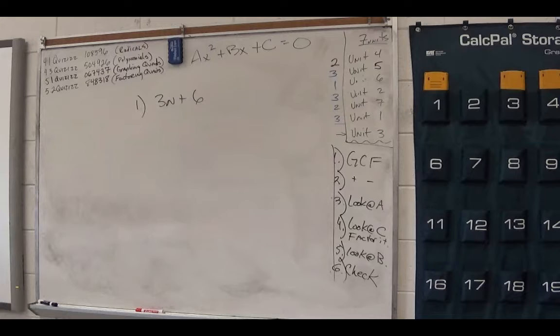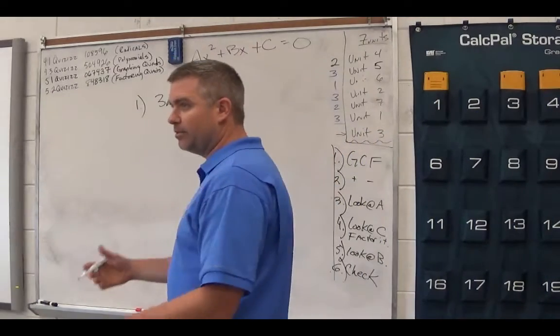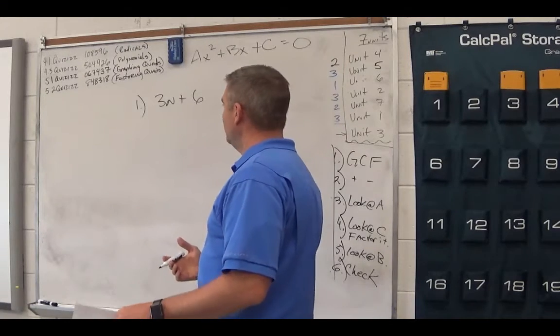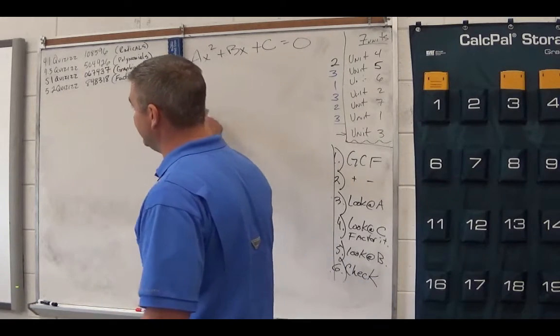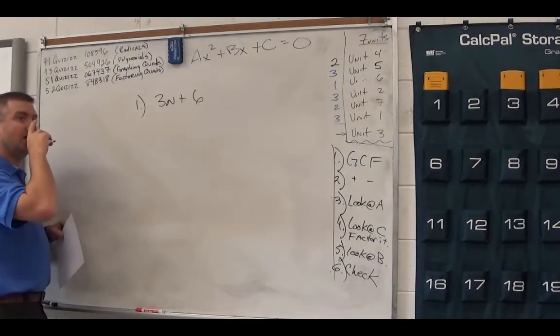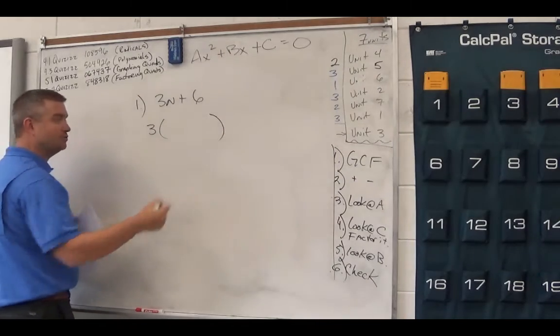GCF stands for greatest common factor, which means you are looking for the biggest value that goes into both of these. It can be a number and a variable, it can be a number or a variable, it can be both. In this case, you're looking at 3n and 6, and you're saying what value goes into both of those, and what is that value? 3. So we pull 3 out to the front.